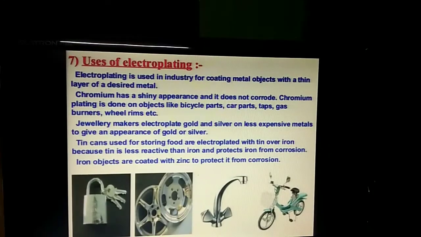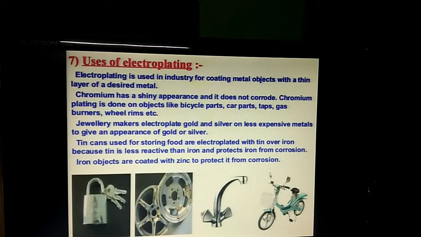Applications of electroplating, or uses of electroplating. Electroplating is widely used for coating metal objects with a thin layer of different metals which has some desired properties. Very often the object is made from a cheaper metal and the metal coated is expensive. This gives the object a rich look and at the same time makes it economical.